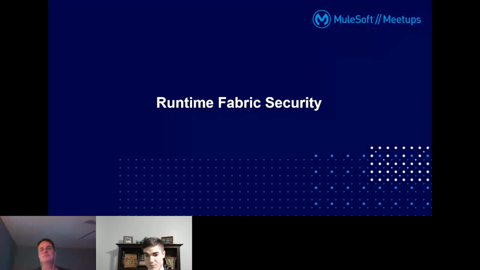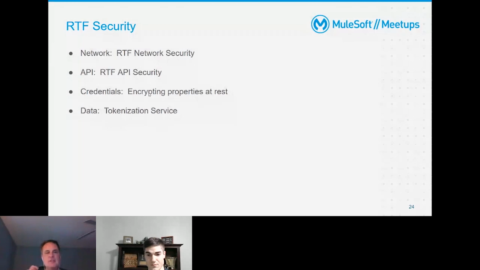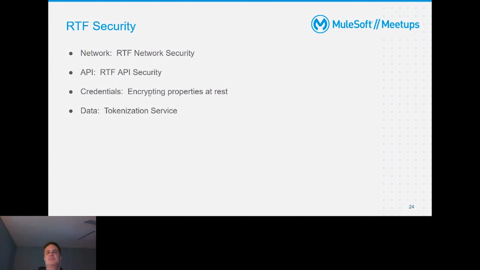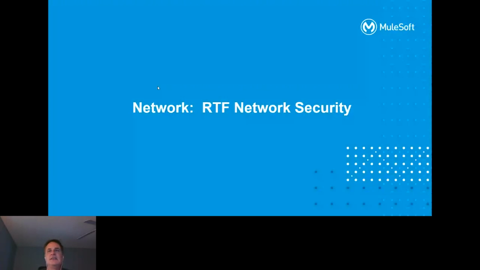So now what we're going to do is focus on Runtime Fabric security. We're going to tackle it in a top to bottom fashion, starting with the best practices to secure your runtime network security. Again, that's going to be the appliance deployment. We're going to focus a lot on securing APIs, talk about securing credentials, and then also talk about how to secure data through the tokenization service, which is only available on Runtime Fabric. Let's go ahead and get started with the Runtime Fabric network security.